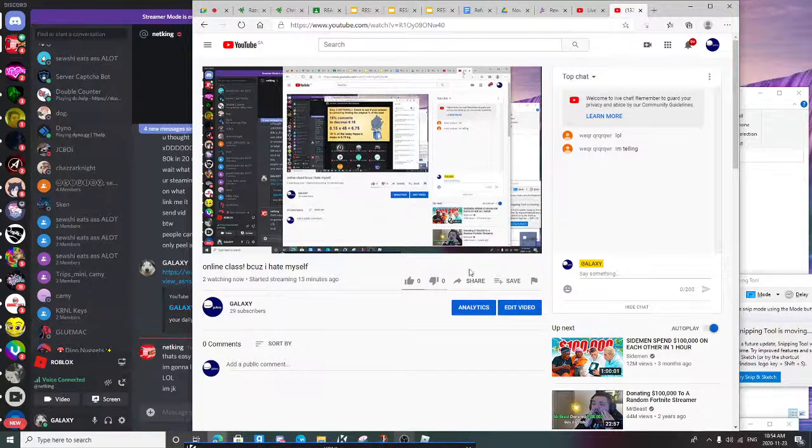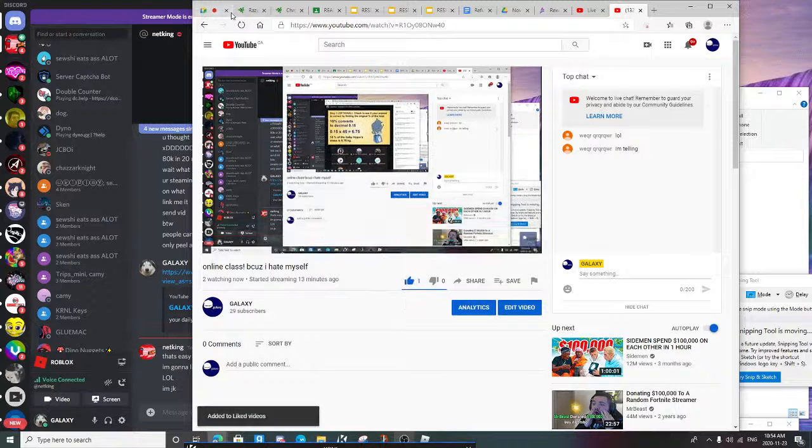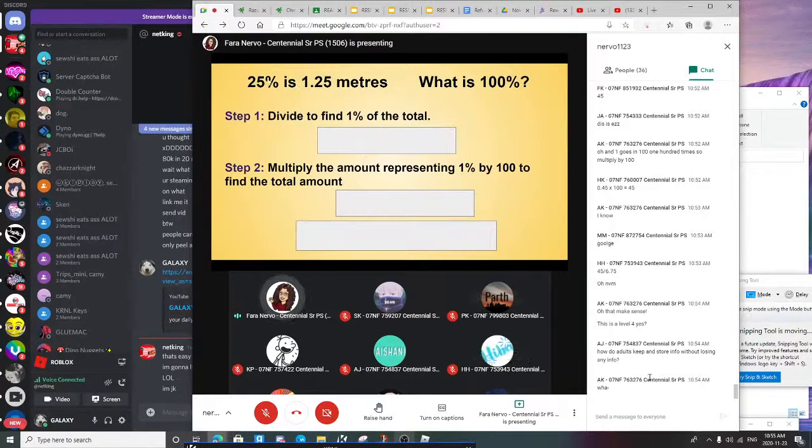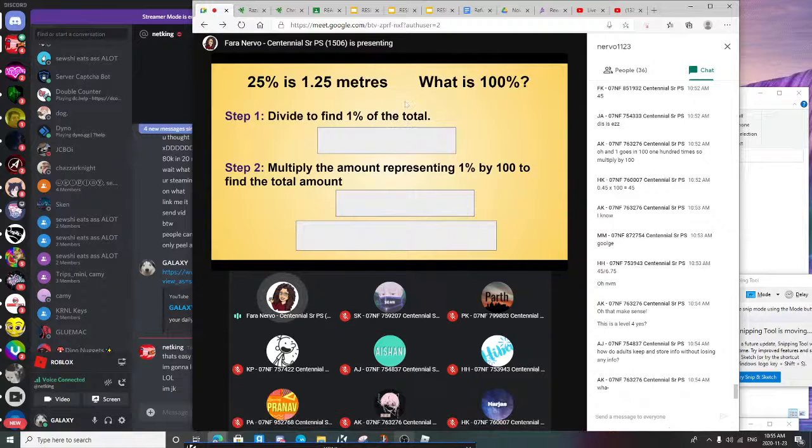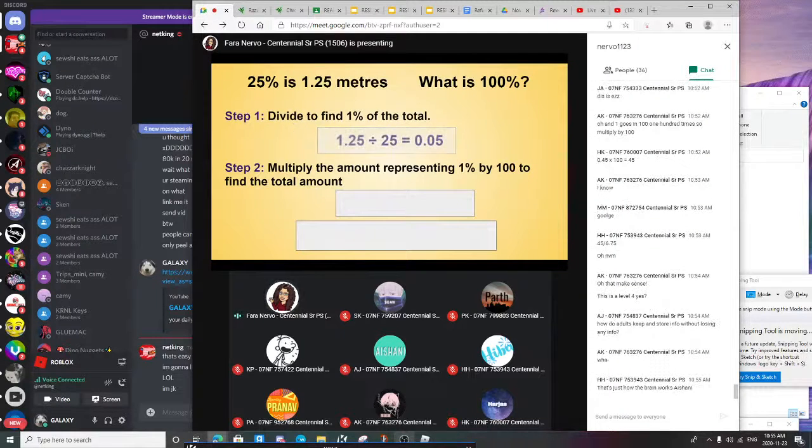All right, now 25%, and we don't know what it is, but it doesn't matter. 25% is 1.25 meters. What is 100%? Okay, we know part of it, we want to know the whole. So the first thing to do is divide, because we know what 25% is, we need to know what 1% is. So divide to find 1%. So we take 1.25 and we divide it by 25, and now we get 1%, which is 0.05. Okay?